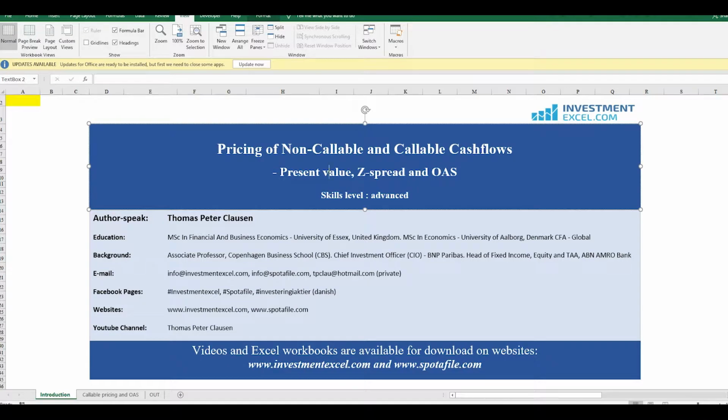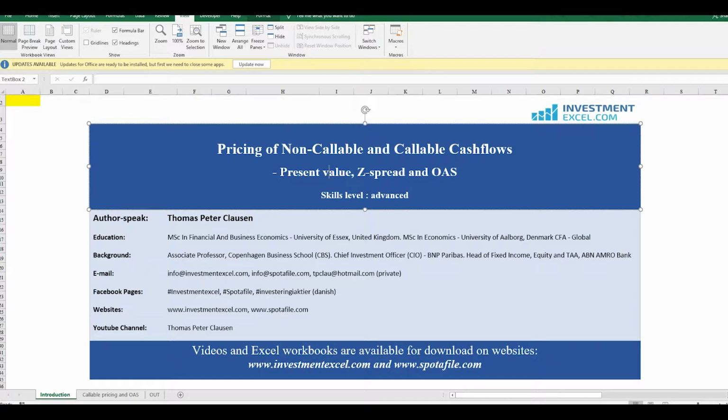In this session I will briefly introduce you to pricing of a non-callable and a callable cash flow structure. We will look at the present value, the set spread and the option adjusted spread.